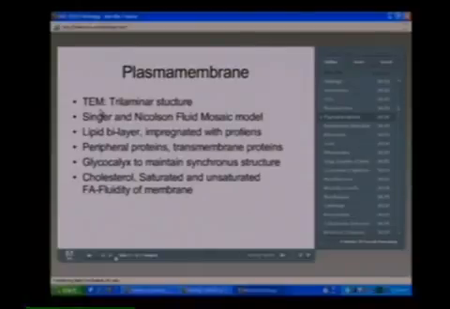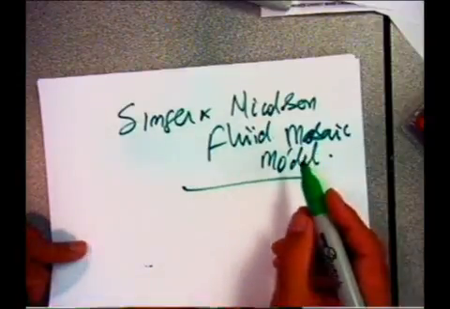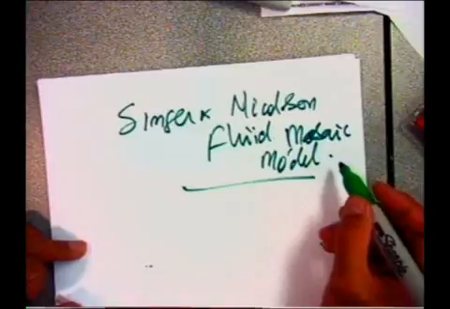And they have the Singer and Nicholson fluid mosaic model. Singer and Nicholson, fluid mosaic model.